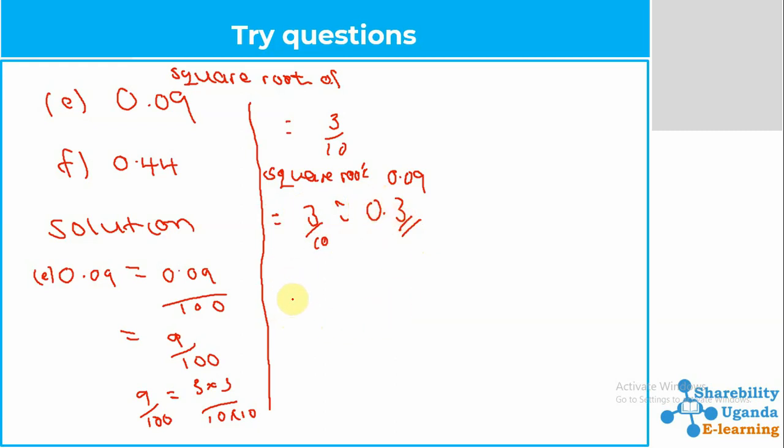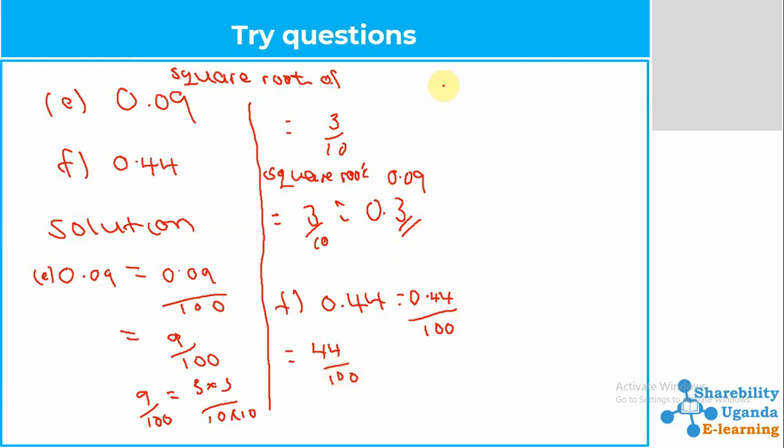Then also our next number which is given, we have our part F, which is 0.44. So we are going to use all methods to ensure which number can be multiplied by itself to get this. So our 0.44 is the same as 0.4 out of 100. Okay, so because there are two place values here, we can say this is the same as 44 out of 100.